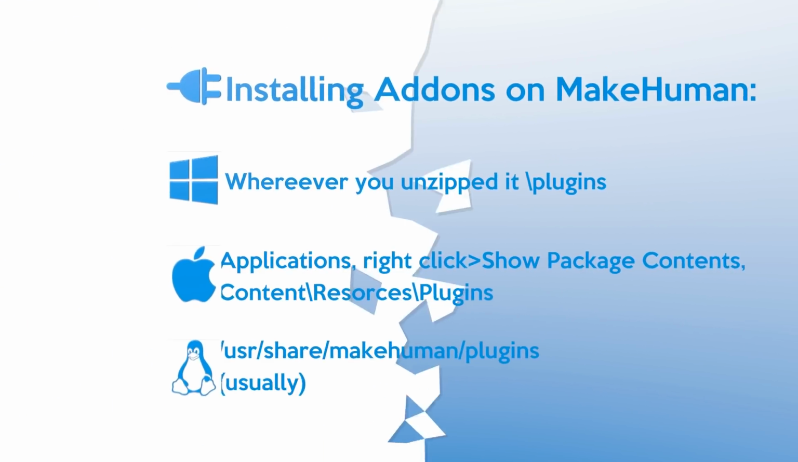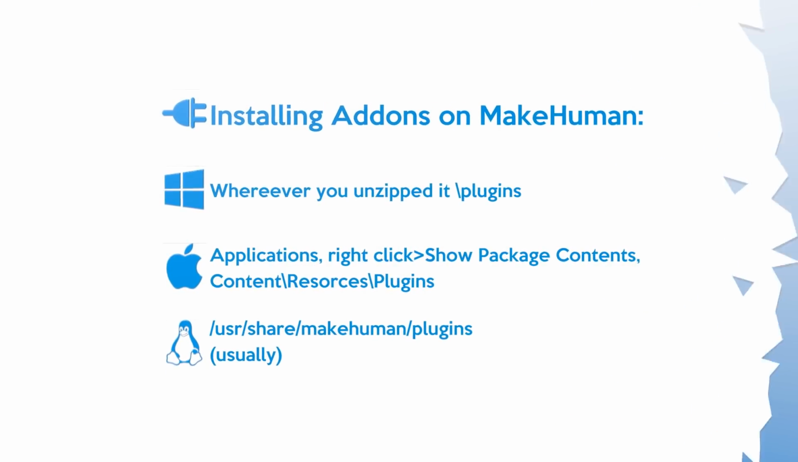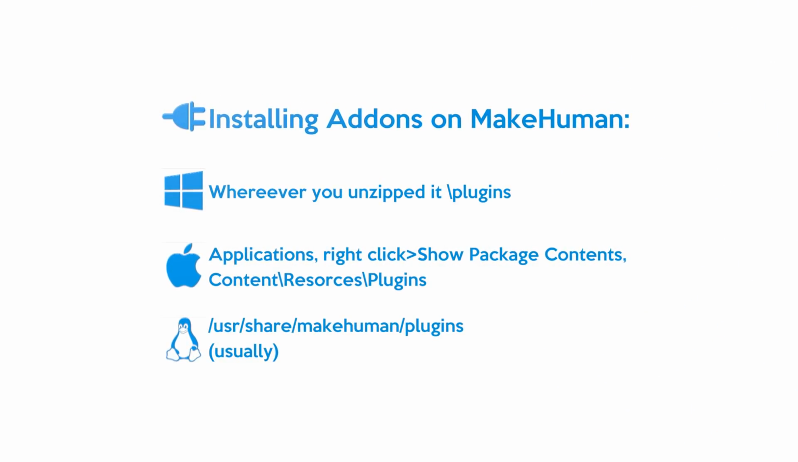So, installing plugins in MakeHuman. First, we have to find MakeHuman's plugin folder, and this is in a slightly different place on all three operating systems. On Windows, MakeHuman doesn't really install, it just runs from where you unzipped it. So that folder with the MakeHuman exe in it, that you click every time you want to run MakeHuman, within that folder, there's another folder called Plugins. On a Mac, you go to Applications and you right-click MakeHuman and select Show Package Contents. Open up Contents, within that Resources, within that Plugins. On Linux, well, Debian-based Linux, which is most of them, you go to User, Share, MakeHuman, Plugins.